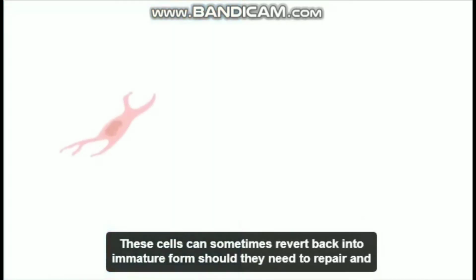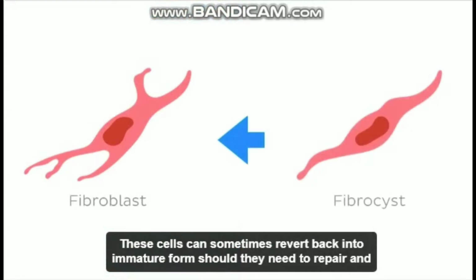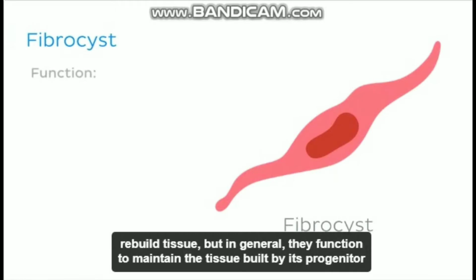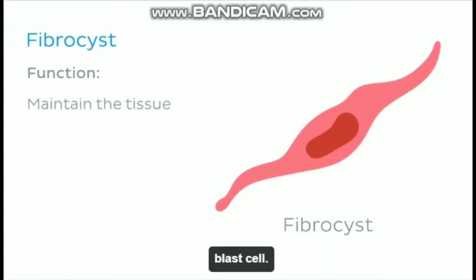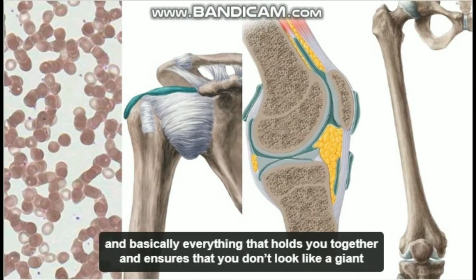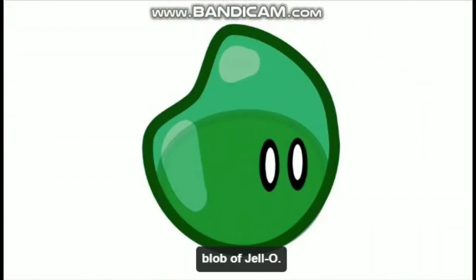These cells can sometimes revert back into immature form, should they need to repair and rebuild tissue, but in general they function to maintain the tissue built by its progenitor blast cell. So these are the cells that make and maintain your blood, ligaments, cartilage, and bone, and basically everything that holds you together, and ensures that you don't look like a giant blob of jello.